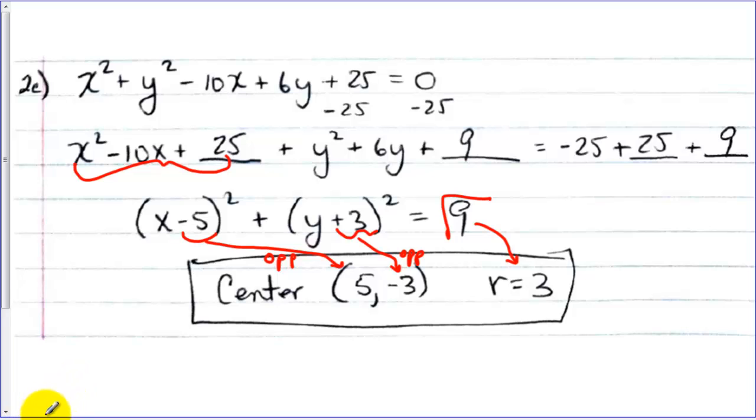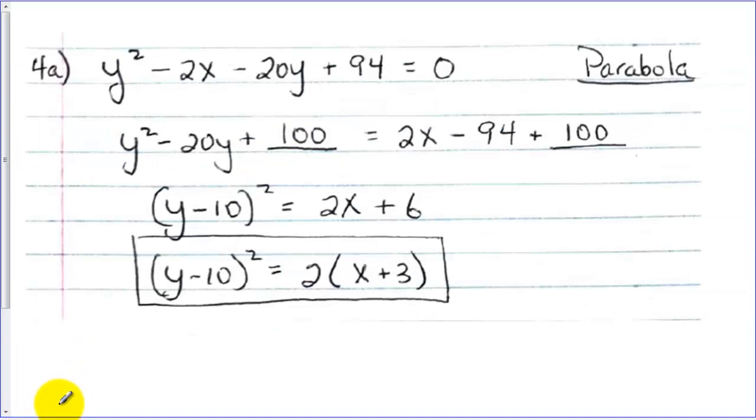So let's look at something that's a little bit more complicated. Let's look at this problem. Now we only have one letter squared, so we know it's a parabola. So we want to get all the letters for the squared part, meaning the y's, on our left, and everything else to the right. So I'm adding 2x here to both sides, and subtracting 94.